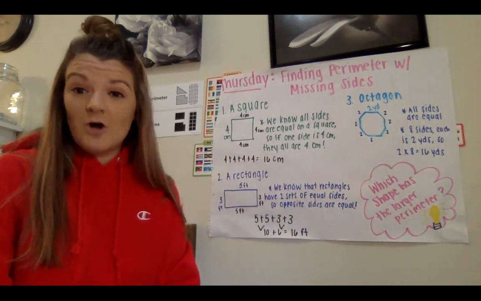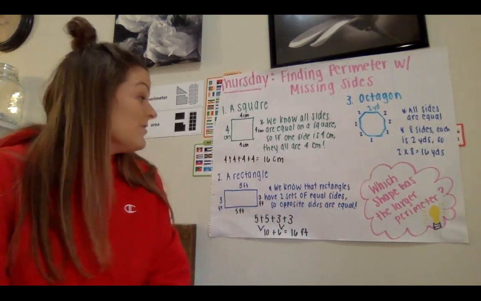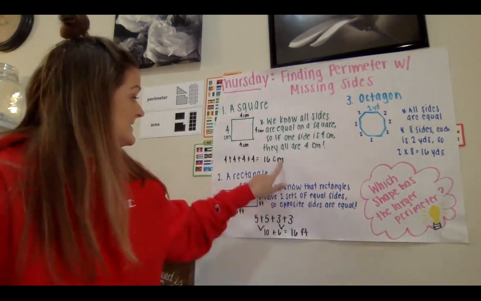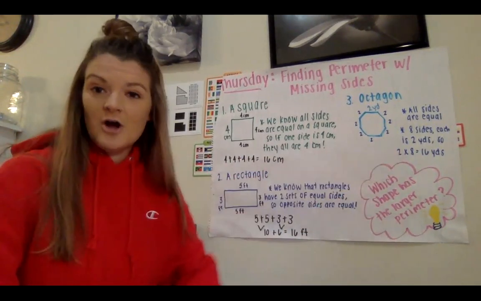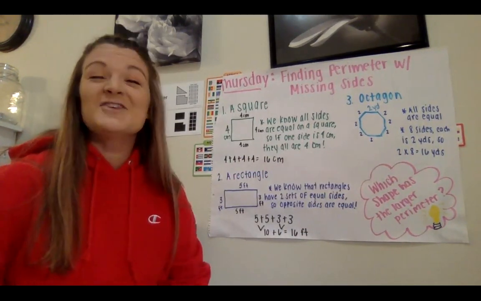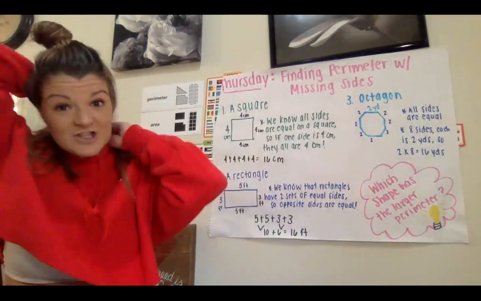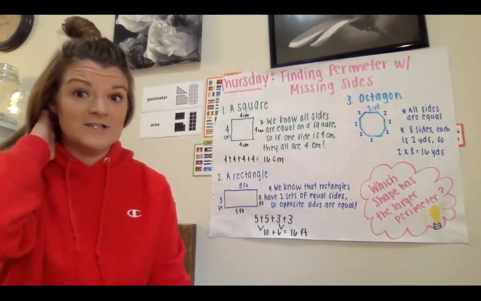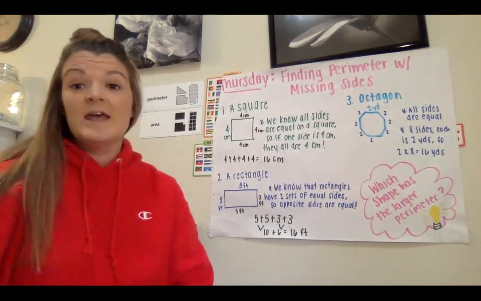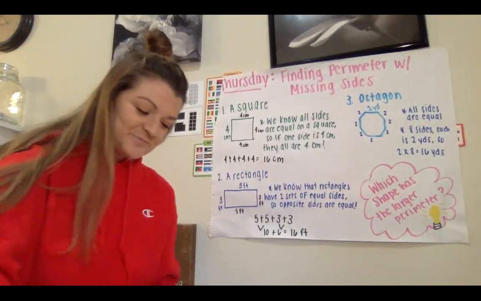Which shape has the larger perimeter? In other words, which is the larger unit? Centimeters, feet, or yards? Yes, yards are the largest unit, which means this octagon technically has the larger perimeter because 16 yards is much bigger than 16 feet and 16 centimeters.